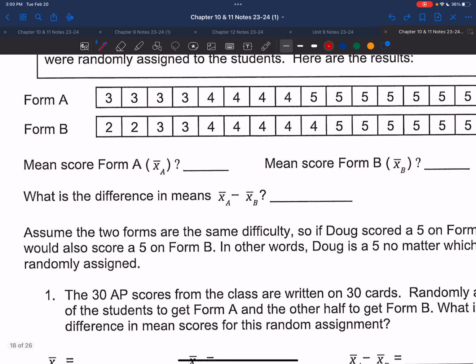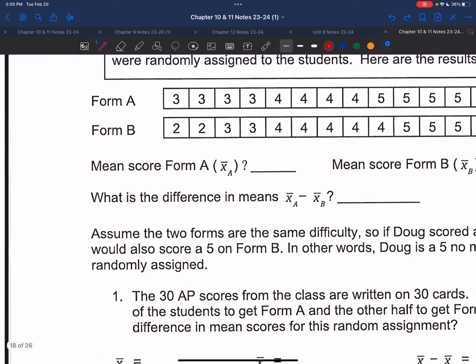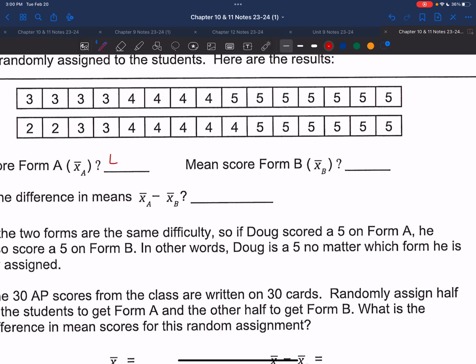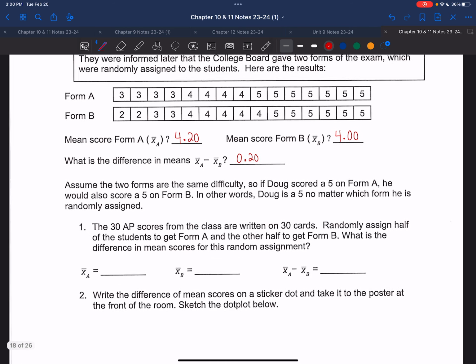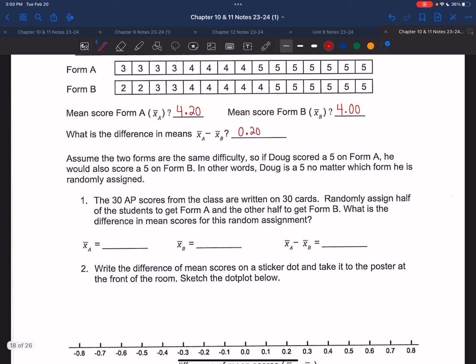So if you were to average all of these numbers, you're going to find that Form A's average was 4.20, Form B's average was 4.00, so a difference of 0.20 or 0.2. Now it says, assume the two forms are the same difficulty. So if Doug, for example, scored a 5 on Form A, he would also score a 5 on Form B. In other words, Doug is a 5 no matter which form he is randomly assigned.